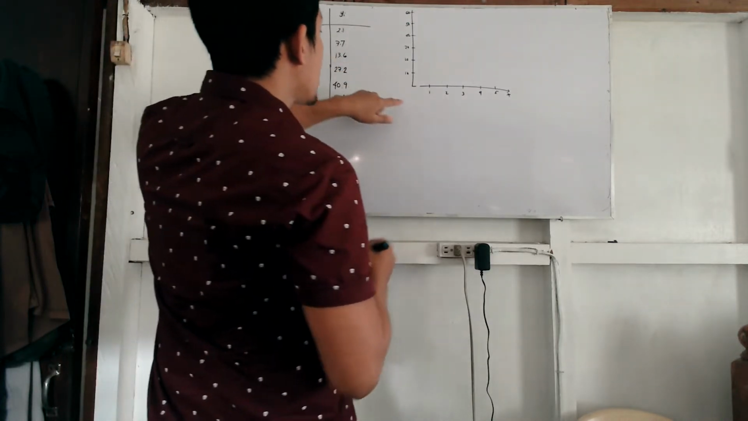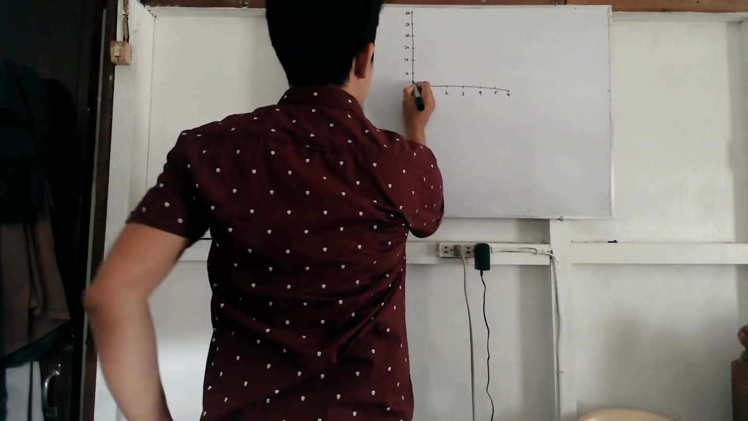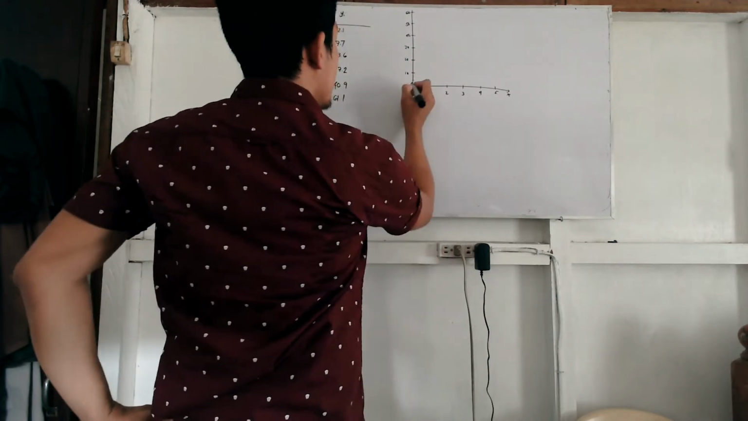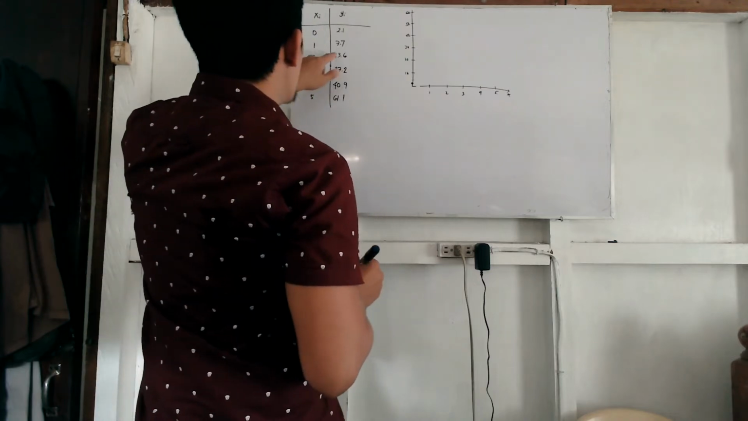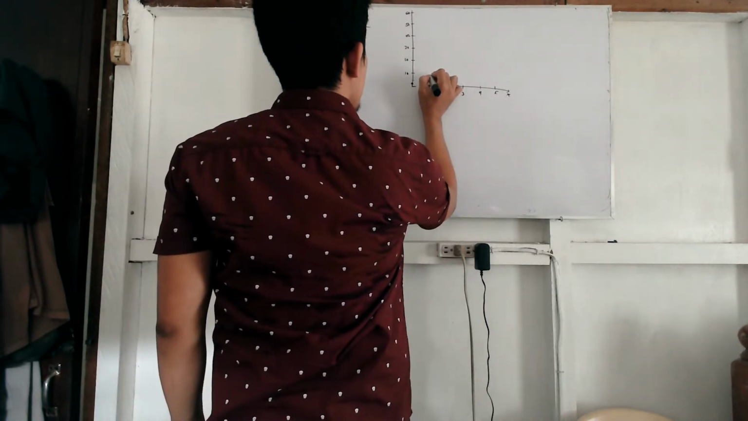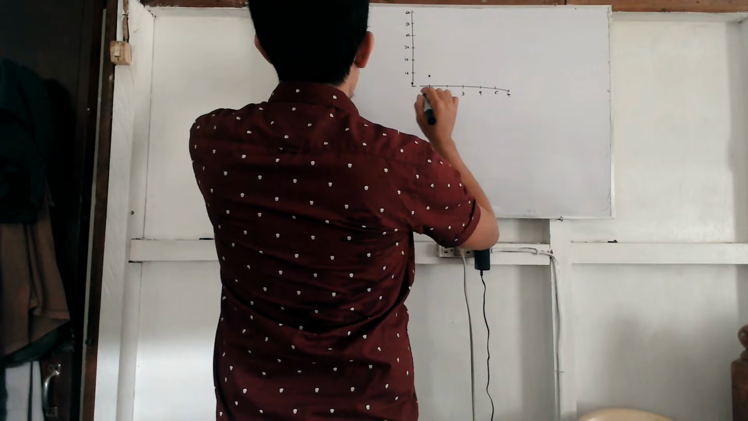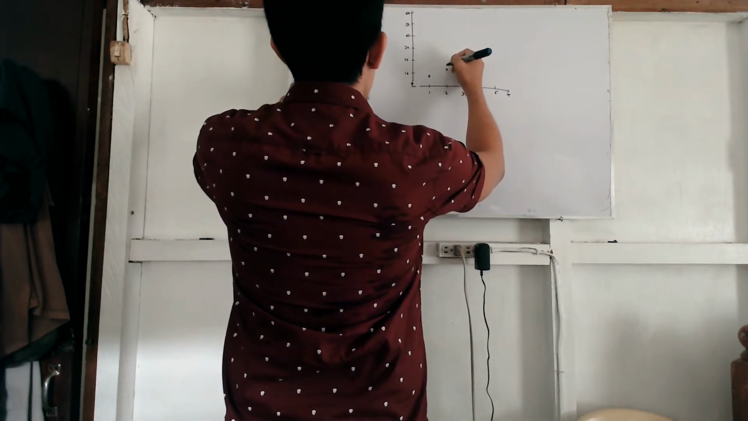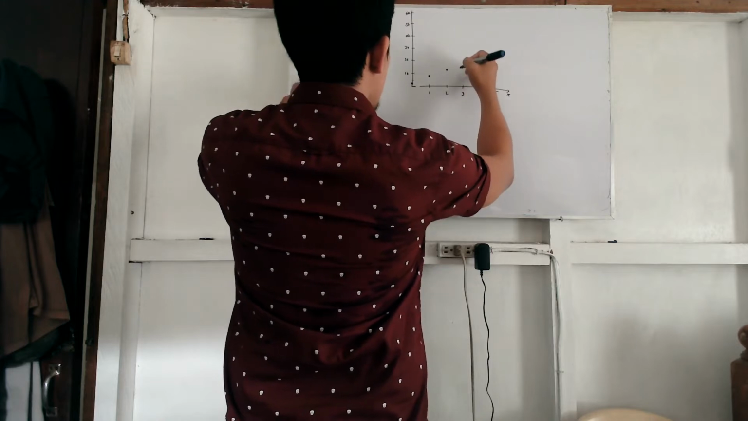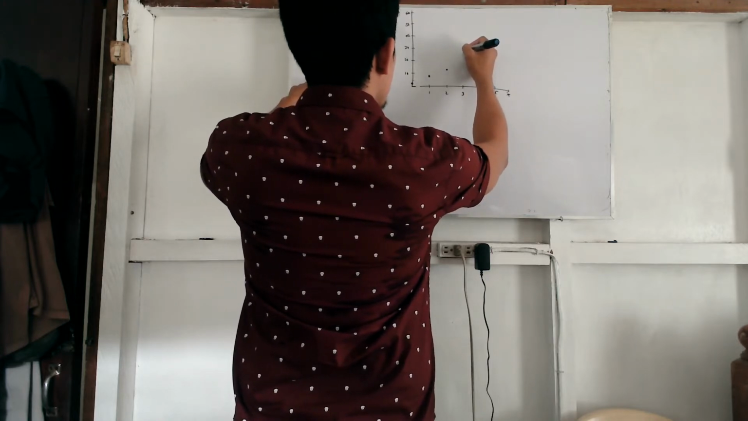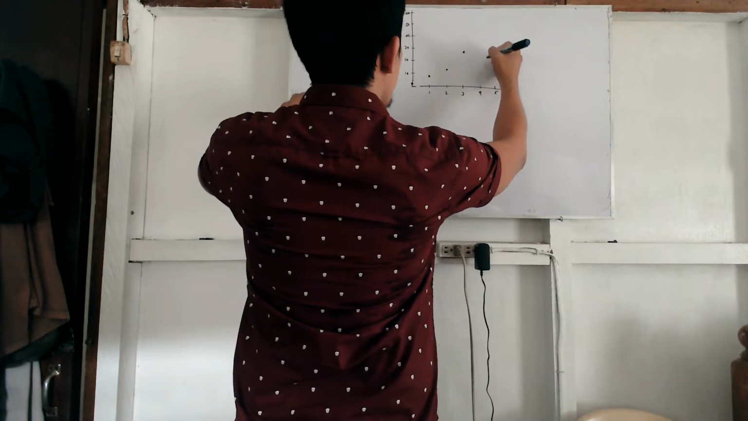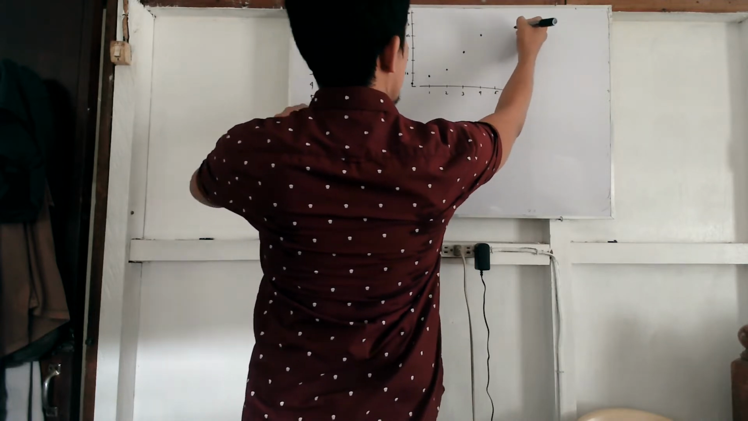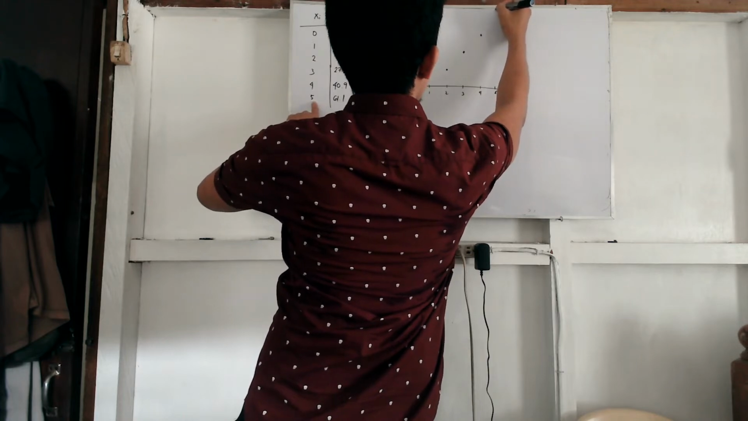So for the values: at x = 0, y is 2.1. At 1, 7.7. At 2, 13.6. At 3, 27. At 4, 40. And at 5, it is 61. Okay?